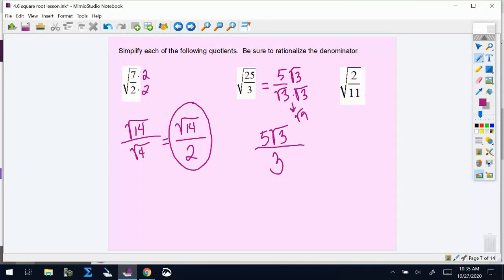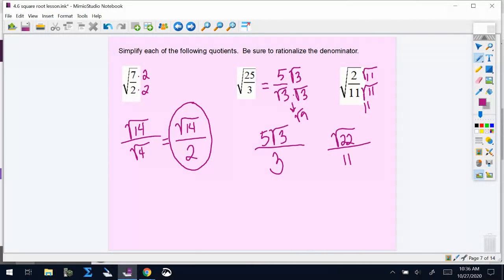Next one, 2 over 11 doesn't reduce. There's no perfect squares. I can multiply 11 by another 11. And keep in mind, it's still under a square root. Maybe I should write it like that so you get to see it better. Square root of 2 times the square root of 11 is the square root of 22. I am allowed to multiply them together because they're both under square roots. The square root of 11 times another square root of 11 is just 11 because you get the square root of 121, which is just 11.